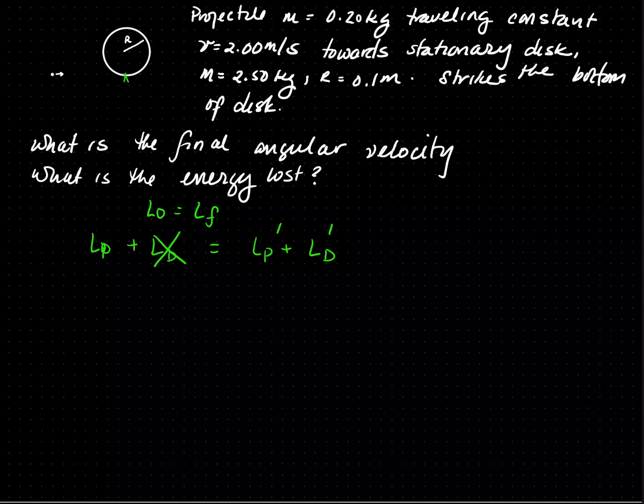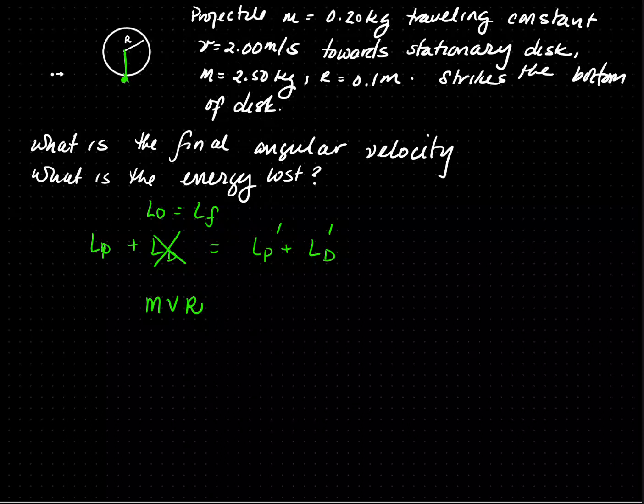Since this is a point object, the angular momentum becomes mass times velocity times r, which is the distance from the rotating axis. It is always the closest distance, the shortest distance from the rotating axis. So here will be right before it hits, and this is my distance, which is just the radius of the disk.